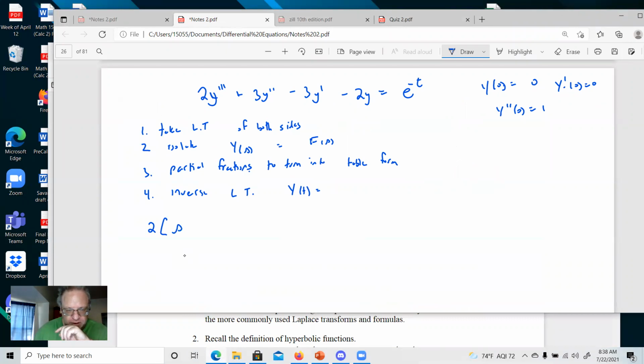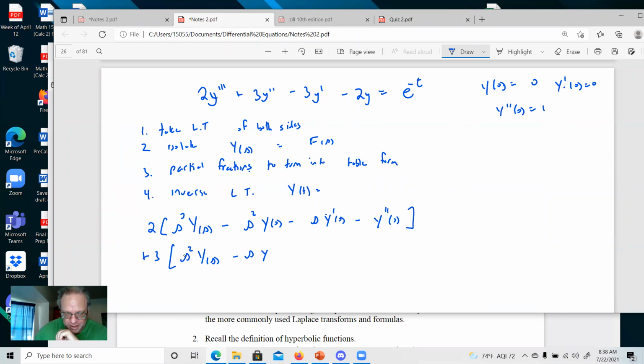So this is going to be third order. So this is s cubed Y of s minus s squared. Now we're going to start counting up. So this is just going to be y of 0 minus s y prime of 0 minus y double prime of 0. We're going to have plus 3 times s squared Y of s minus s, powers went down by 1, y of 0 minus y prime of 0.